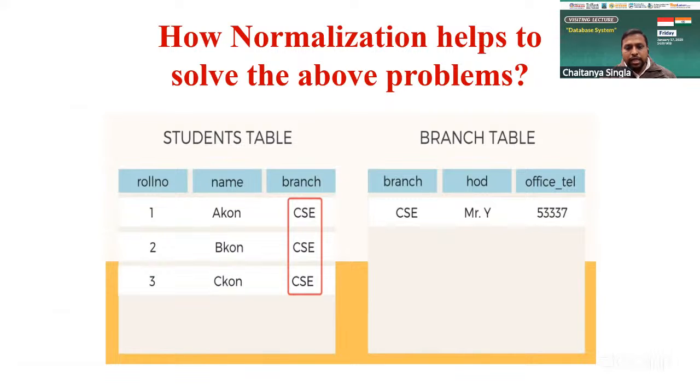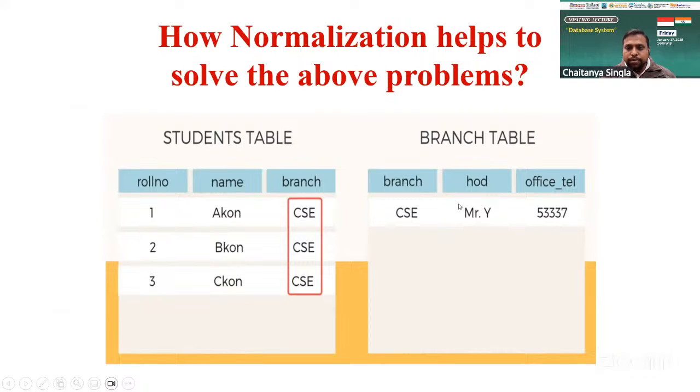Now, first taking the example of insertion anomaly. If we want to insert student data, we can insert it in the student table without any requirement of the HOD, and our redundancy is minimized, because now only the branch data is redundant. Earlier we had three columns whose data came under data redundancy. Now only the branch data comes under data redundancy.